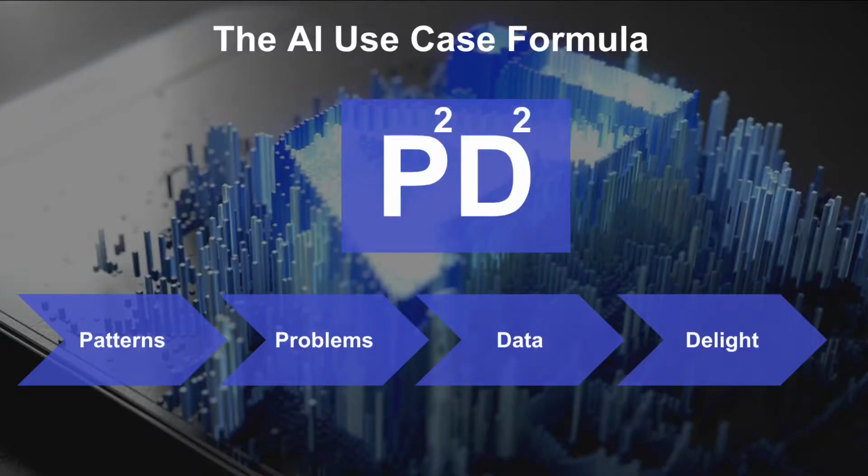Now, to summarize: patterns, problems, data, and delight. This is the formula for discovering high-impact AI use cases. And we've used a virtual assistant here to design for customer delight. But there are so many more use cases.